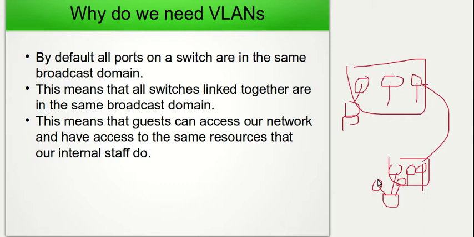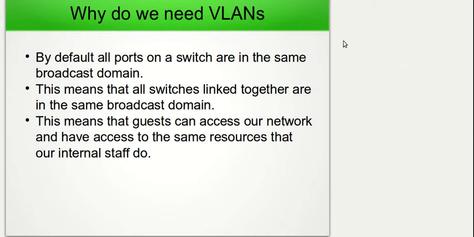That means somebody that's walking past our building can access our network wirelessly, and then they can have access to all of our devices, all of our resources. These are two massive issues. We have a massive security risk, and we have a massive broadcast domain issue in which the broadcast domain grows too large.